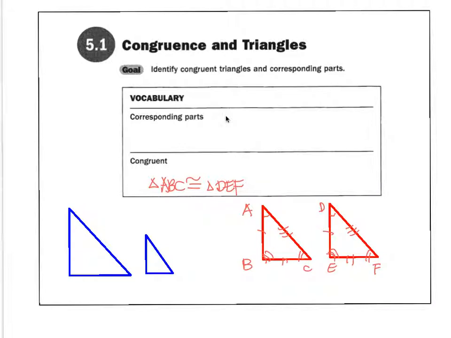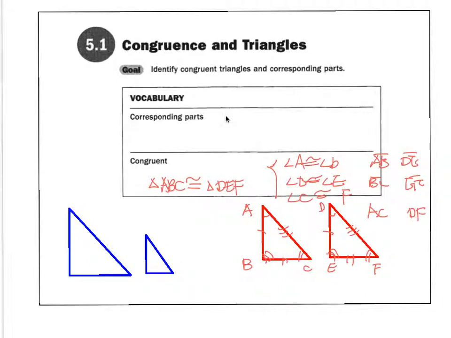And when that happens, we have three congruent angles. Angle A and angle D are congruent, angle B and angle E are congruent, and angle C and angle F are congruent, as well as three congruent sides. AB and DE are congruent, BC and EF are congruent, and AC and DF are congruent.